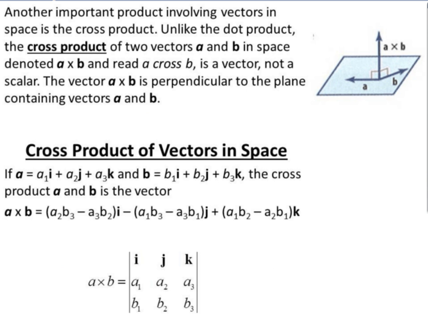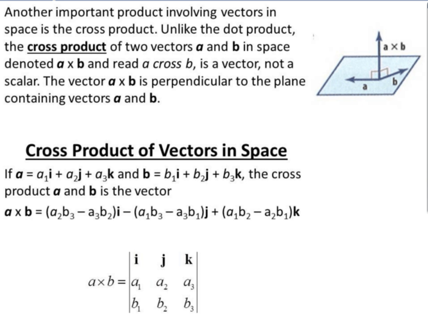Another important product involving vectors in space is the cross product. Unlike the dot product, the cross product of two vectors A and B in space, denoted A cross B, is a vector, not a scalar. So when we get done here, we're going to end up with a vector, not just a length. The vector A cross B is perpendicular to the plane that contains vectors A and B. So if we look at this picture, vectors A and B are both on that plane that's on the bottom. The vector A cross B will be the vector that is perpendicular to that plane.